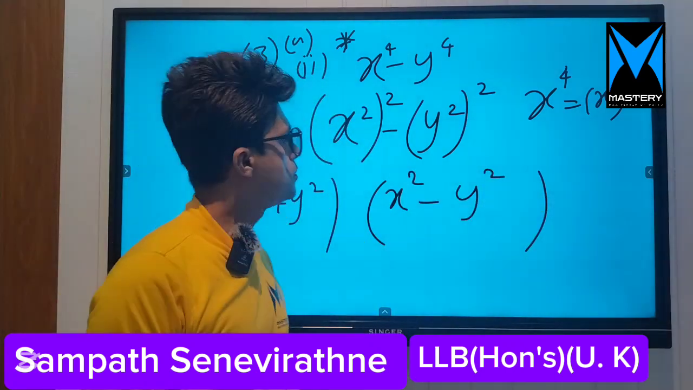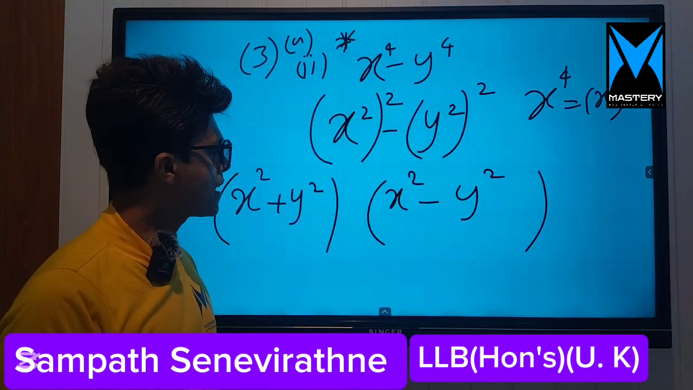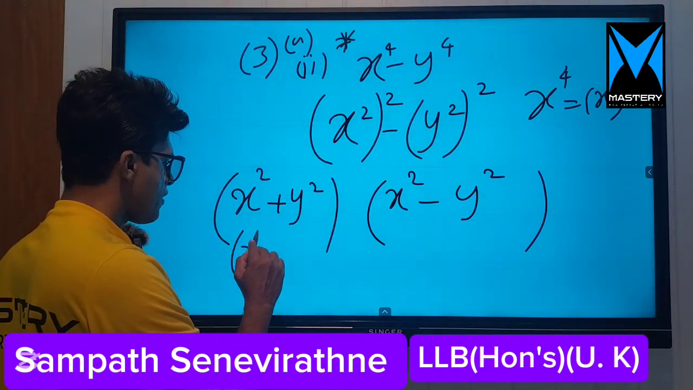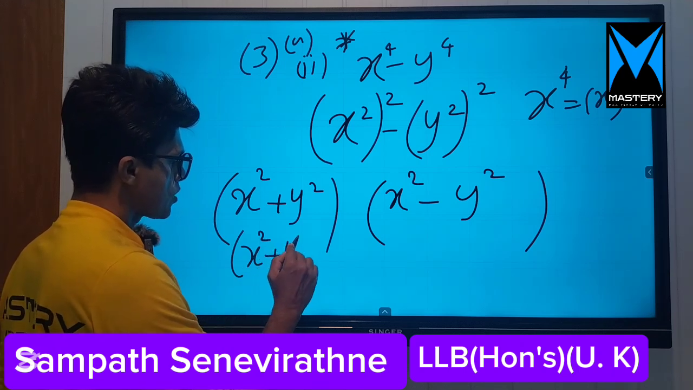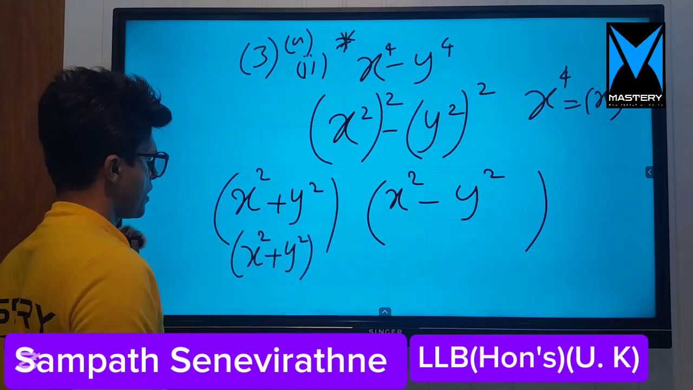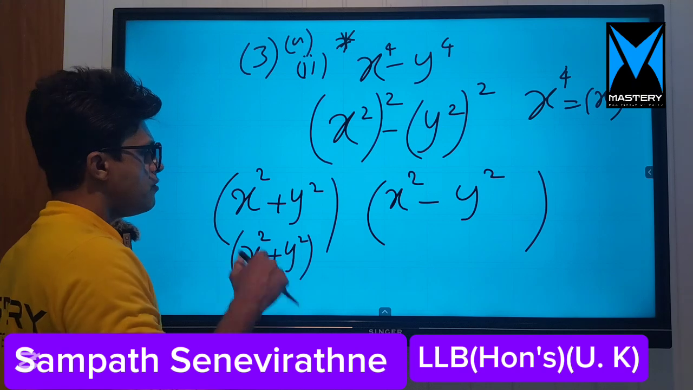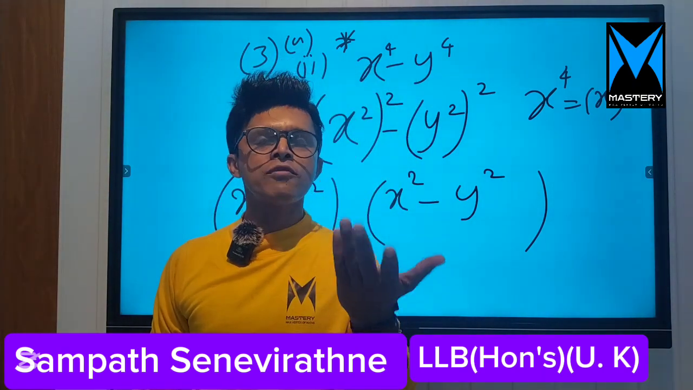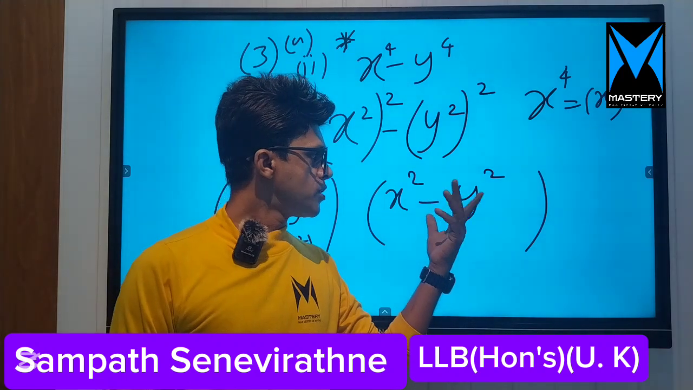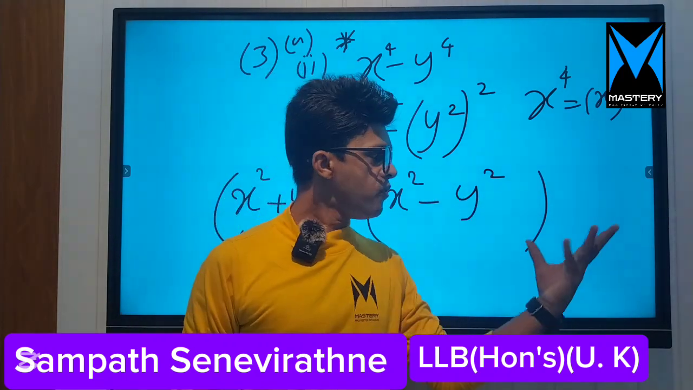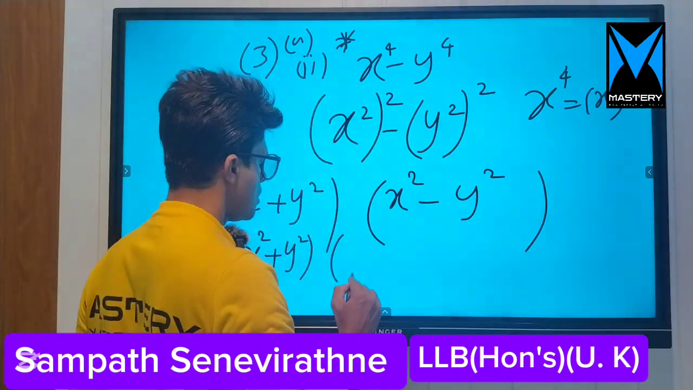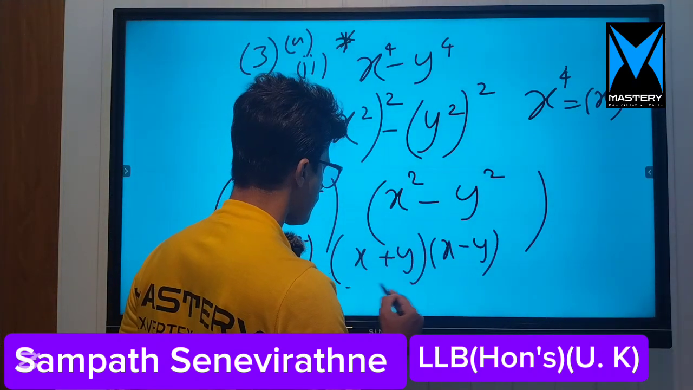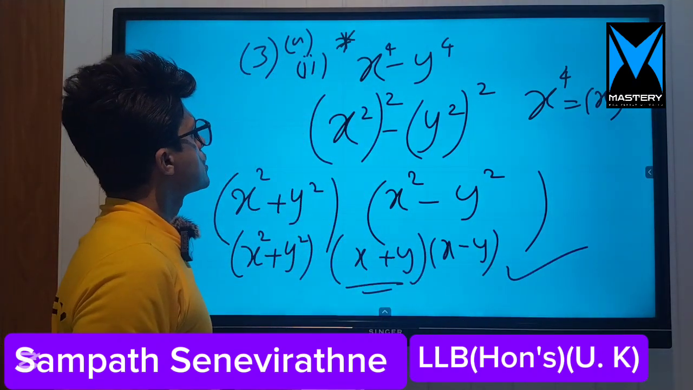Again, you could see these terms can be factorized. But x squared plus y squared cannot be factorized. We have not been taught in maths the addition of two squares, only the difference of two squares. Therefore, this expression we could factorize more: x plus y into x minus y. So these are the factors of this one.